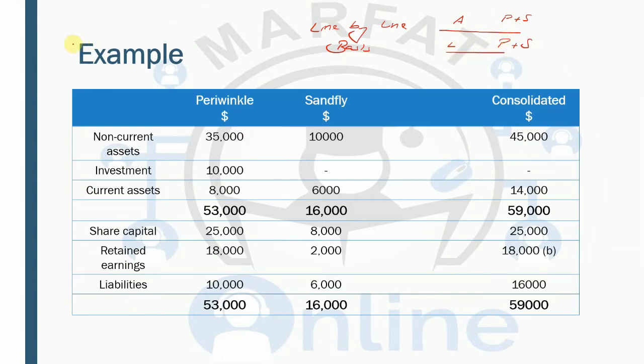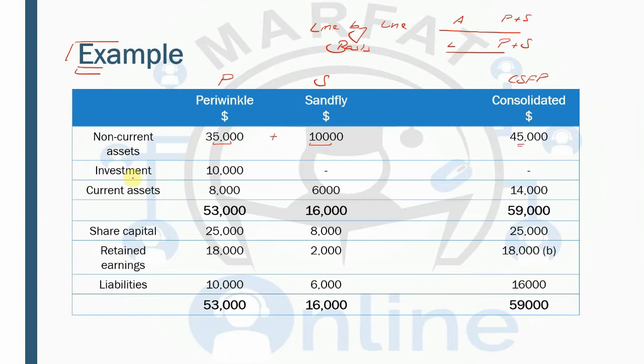Right in front of you there is an illustration, an example which shows how we are going to consolidate. This is Periwinkle, which is the parent, and then Sandfly, which is the subsidiary, and these are the consolidated financial statements, specifically the consolidated statement of financial position. So you are going to take the non-current assets of the parent, which is 35,000, and then you are going to accumulate this with that of the subsidiary, and the total non-current assets are going to be 45,000.